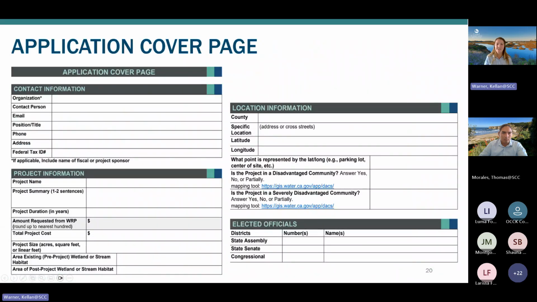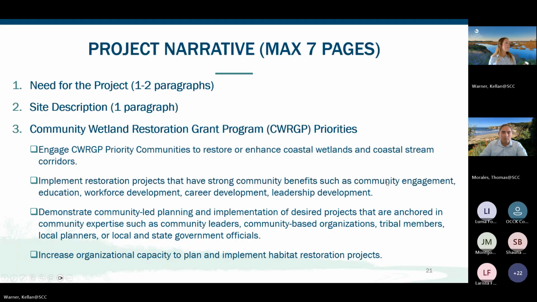Okay, cover pages. This is just the basic information about the project and you and your organization, including contact info, a very short summary of the project, and information about the location of the project. The project narrative, which again is 7 pages max, has 13 sections that you'll need to complete. The application template has instructions on how to answer each question, but I'll just run through them all with some additional context. So the first is the need for the project, just 1 to 2 paragraphs.